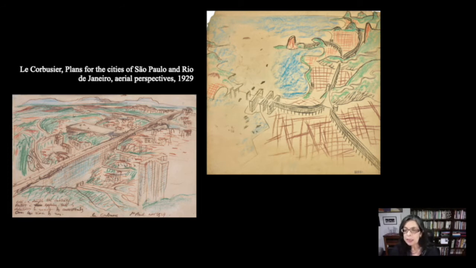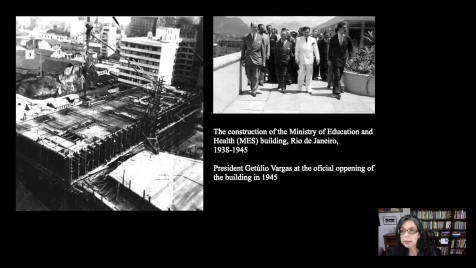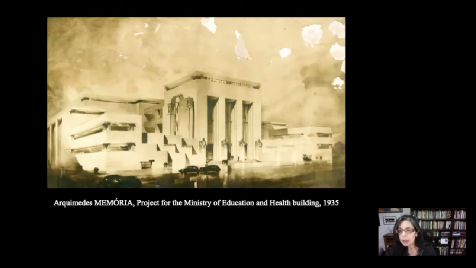The construction of the Ministry of Education and Health building signaled the appropriation of modernist architecture as the symbolic function of a new projection of Brazil. Since 1930, President Getúlio Vargas instituted an authoritarian, nationalist, populist, and modernizing government. The Minister of Education and Health, Gustavo Capanema, commissioned in 1935 a competition to design the building. The winning project by Archimedes de Memória did not correspond to the official modernizing concerns, nor to Capanema's aspirations to be at the forefront of a work with international relevance, which motivated the invitation of the French-Swiss architect.